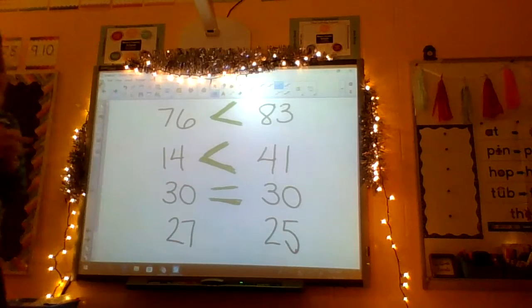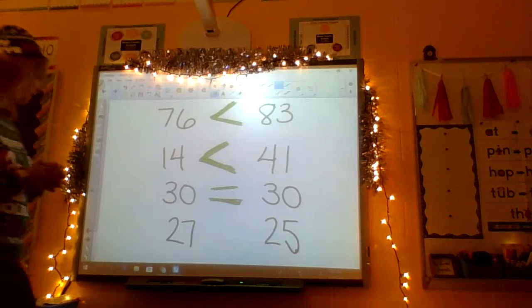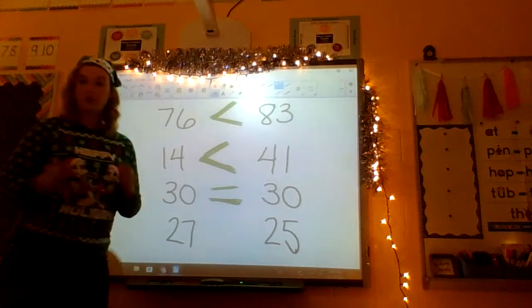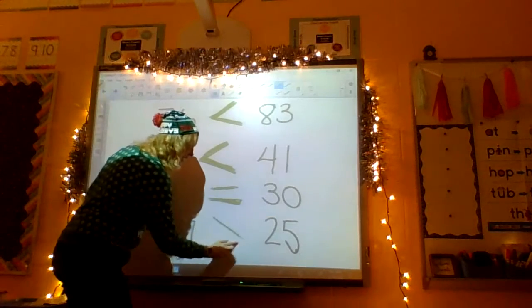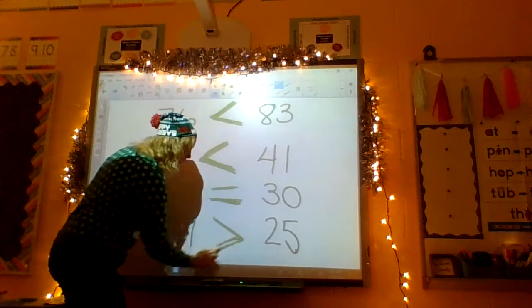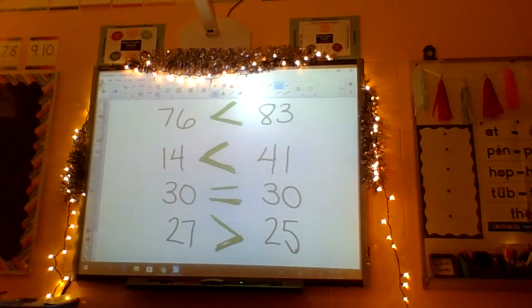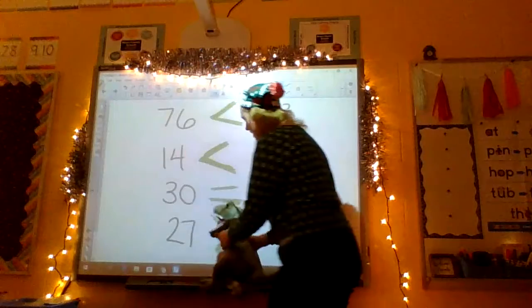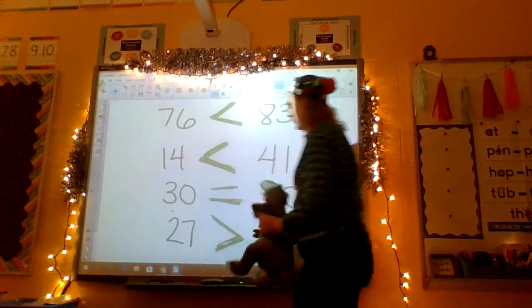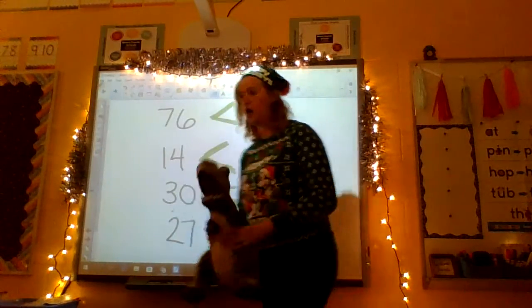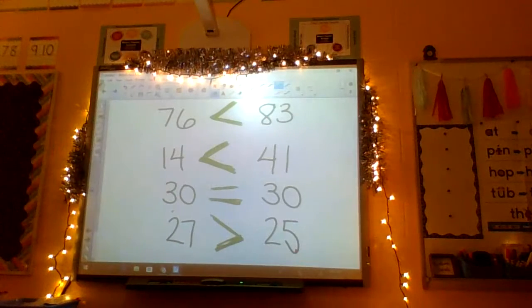Jet, read me my last one, dude. 27 is bigger than 25. Right, 27 is greater than 25. That's right. And if Dale was coming to eat, he would eat number 27. Right? Because he likes those bigger numbers. Great, great job.